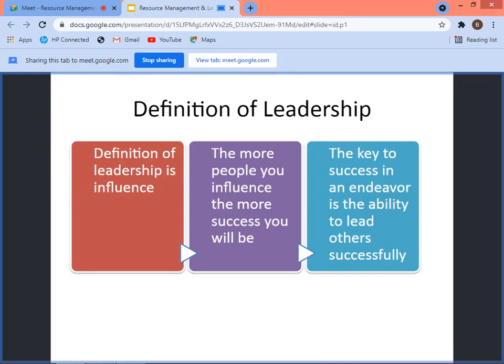I'll give you 6 important values. Number 1, adaptable. You have to be adaptable. Number 2, sharing. You have to share your experience, share your knowledge. P, passionate. You have to be passionate with your work, with your employees.